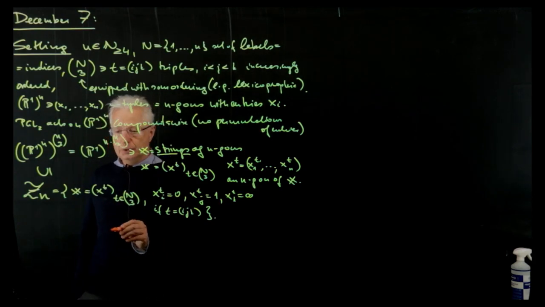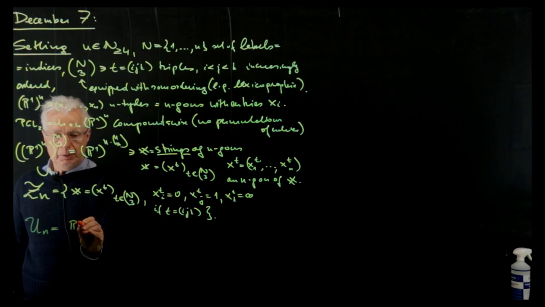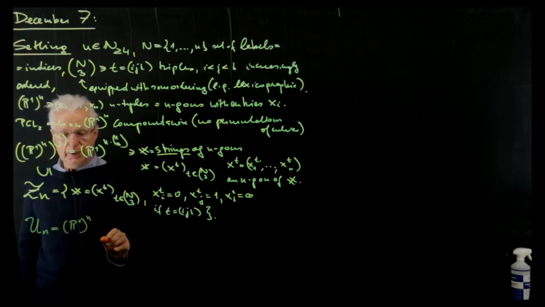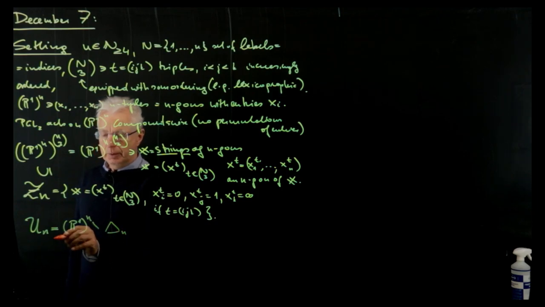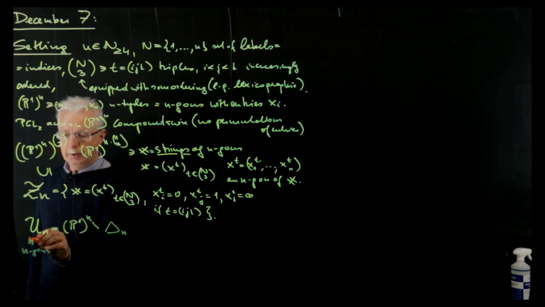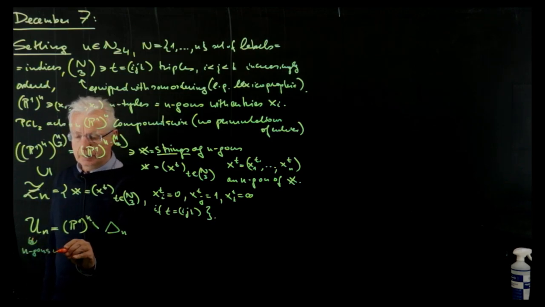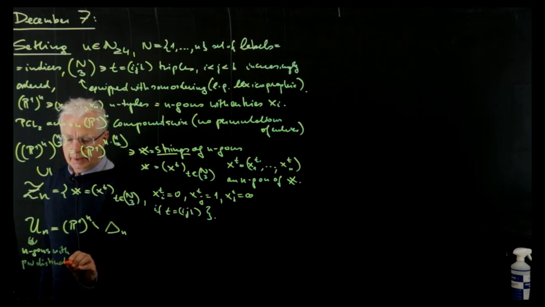And then we had U_n. This was (P1)^n minus the big diagonal. So here the elements were n-gons with pairwise distinct entries.